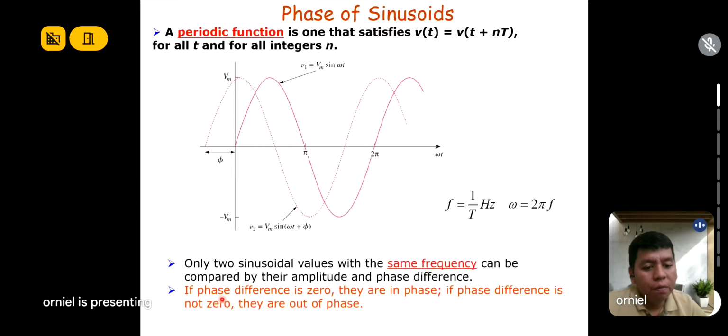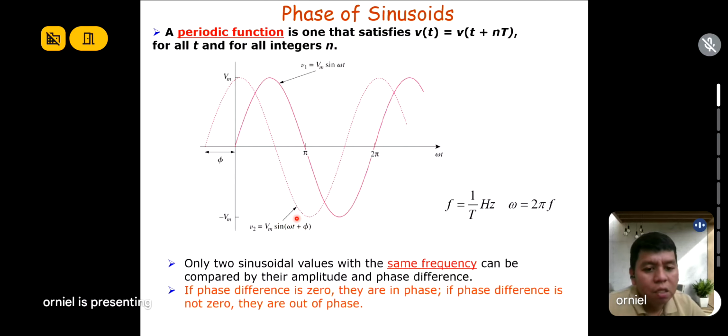And also, if the phase difference is zero, then V1 and V2 are together, they are in phase. Otherwise, they are out of phase, meaning there is a difference between the two, or phase difference between the two. So, meaning they are out of phase.